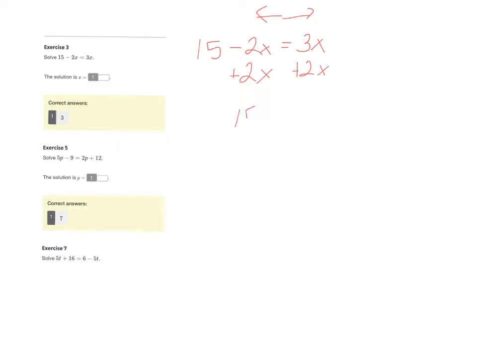That gives me 15 is equal to 5x. And then the inverse of multiplying by 5 is dividing by 5. 15 divided by 5 is 3. So we should get x is equal to 3 for the first one.